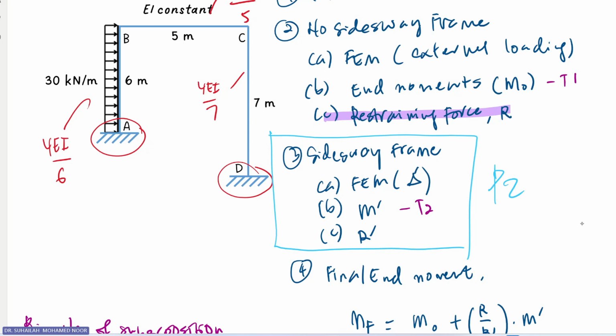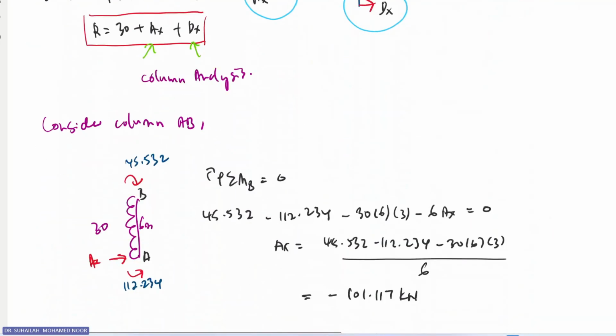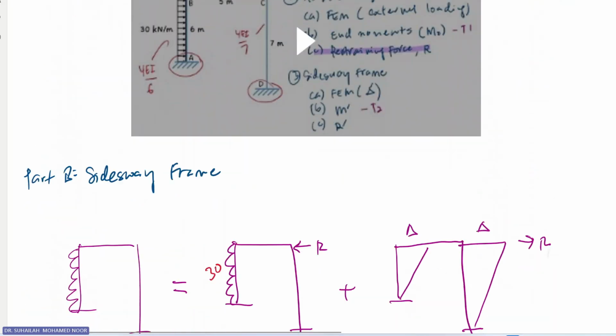From M prime, we will have restraint. This is R prime. So all labels that we use in sidesway frame analysis will be based on prime: delta prime, M prime, R prime. So if we try to compare back with diagram C, there is no prime.